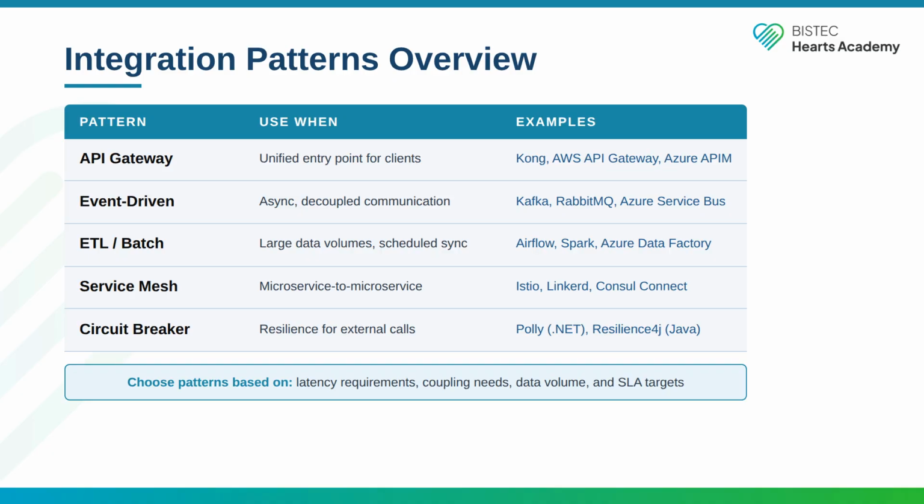First, API gateway, the front door. All external traffic enters through one point. This is where you apply rate limiting, authentication, SSL termination, and request routing. Without it, every service handles its own rate limiting inconsistently.